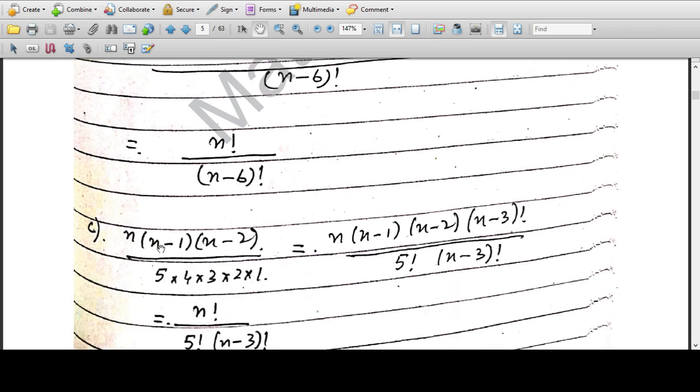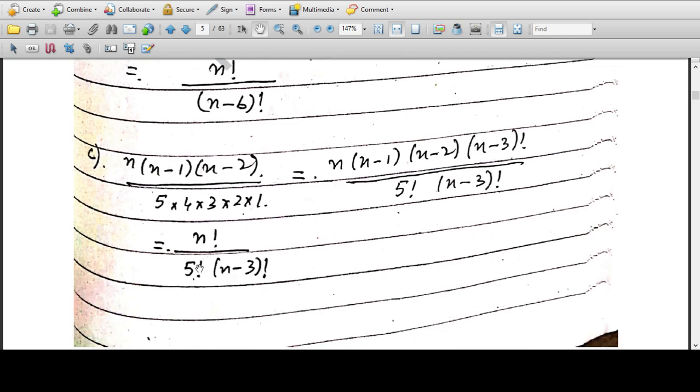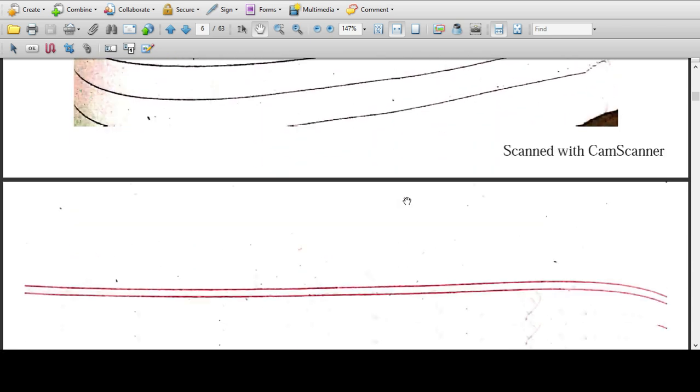So this is n, n minus 1, n minus 2, and here we have 5 4 3 2 1. So this becomes 5 factorial. If we place n minus 3 factorial in the numerator and n minus 3 factorial in the denominator, this becomes n factorial, and this is 5 factorial, n minus 3 factorial. So n factorial, 5 factorial, n minus 3 factorial.